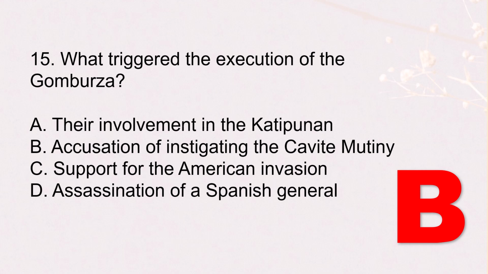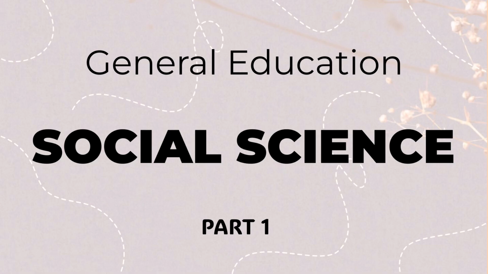Okay, so the correct answer is letter B, accusation of instigating the Cavite Mutiny. The three priests, the Gomburza, were executed in 1872 due to alleged involvement in the mutiny. Letter A is false because the Katipunan didn't exist yet at that time. Letters C and D are unrelated to this event, so only letter B is the best answer.